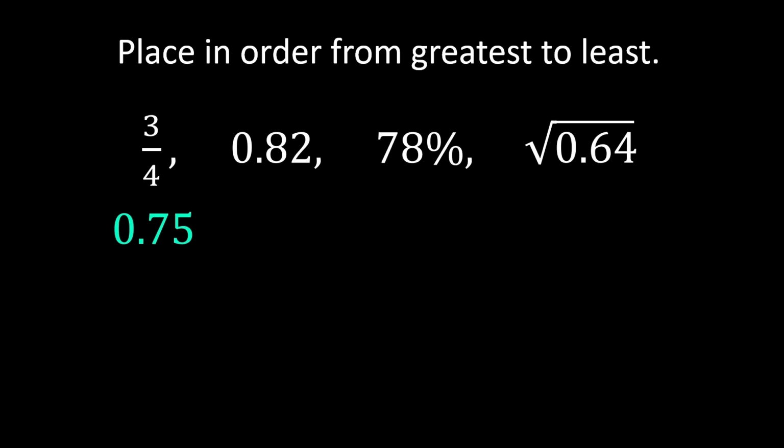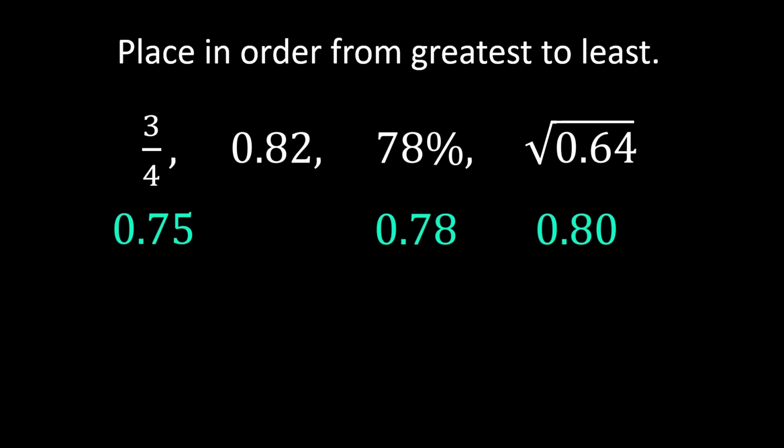82 hundredths is already in decimal form, so we'll move to 78%. To turn 78% into a decimal, we move the decimal to the left 2 places. 78% is equal to 78 hundredths. This leaves the square root of 64 hundredths that you'll do on your calculator. The square root of 64 hundredths is 8/10, or we can go ahead and show it as 80 hundredths, so we'll have 2 digits behind the decimal point.